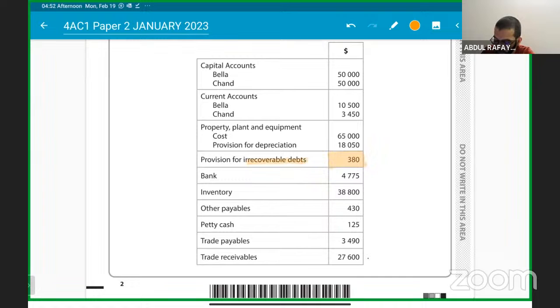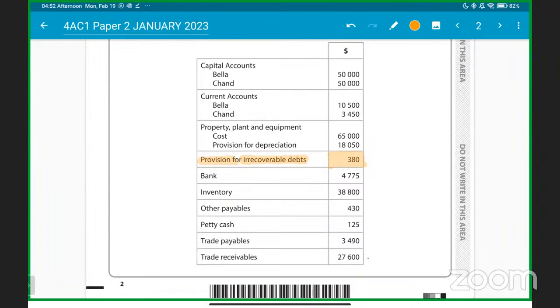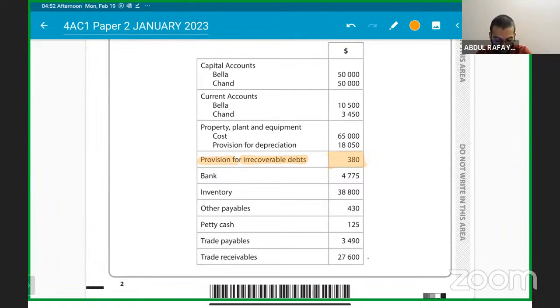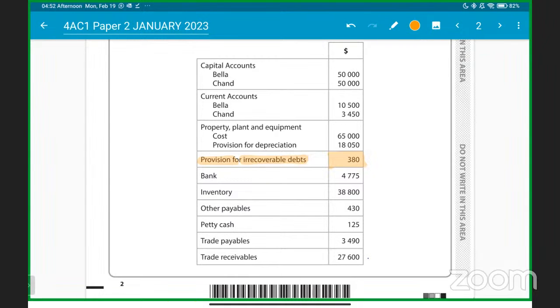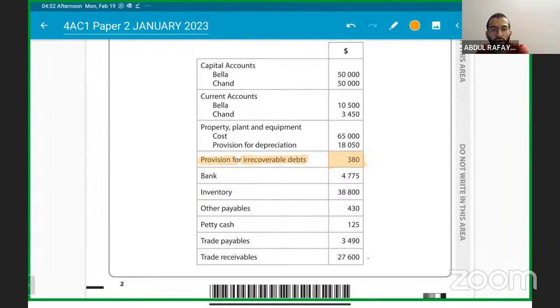And definitely we'll be solving a paper one question, and in paper one question, we have to make the irrecoverable debts accounts. So we'll be talking about it in more detail in there as well. Getting it? Following? Understanding? Getting it clear? Okay. Got the point. So we got this provision for irrecoverable debts as 380.